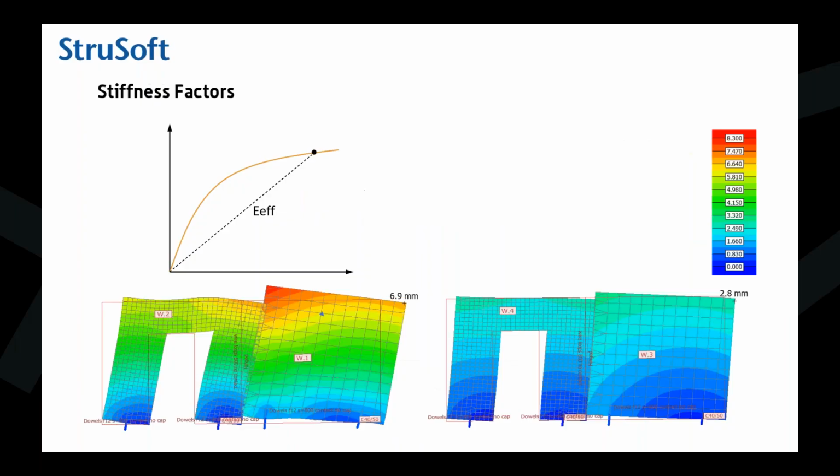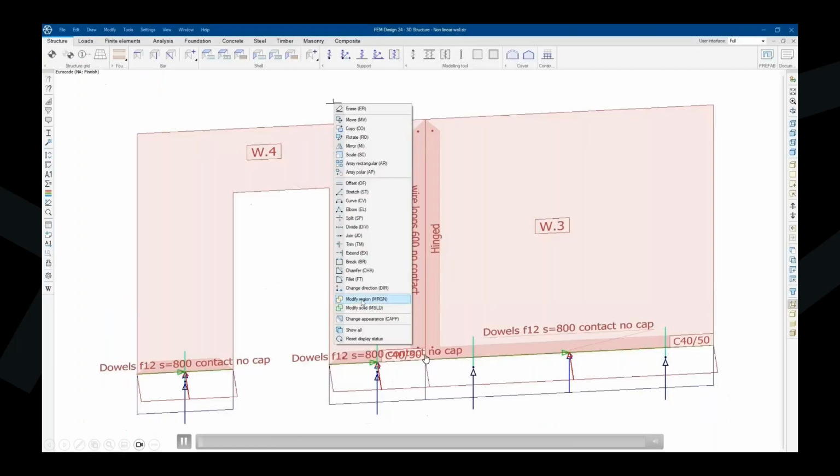Instead, we can use stiffness factors. Each of those elements in FEM-Design, or an element subregion, can have a stiffness factor. And it's a pretty basic concept: we are using a second modulus of elasticity instead of the E modulus of concrete to simulate the effect. So how to do it in FEM-Design is this.